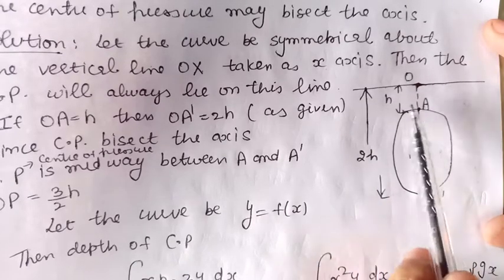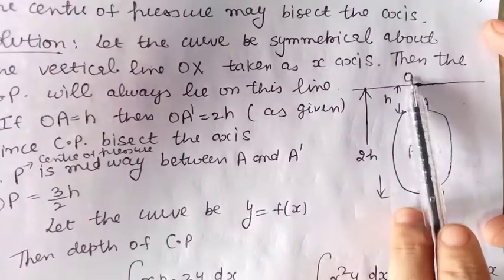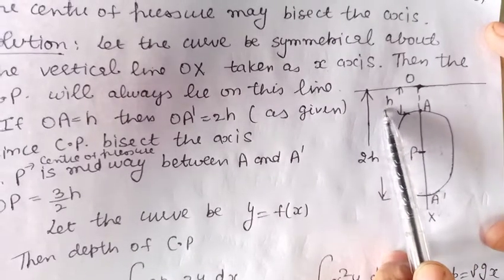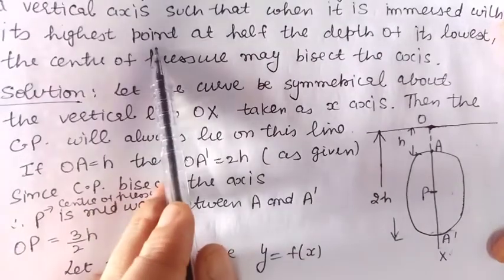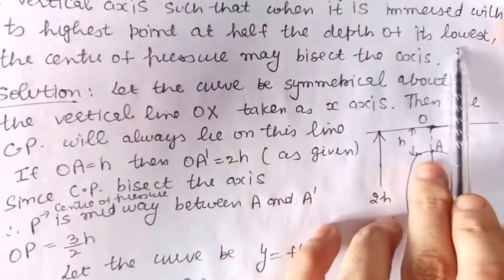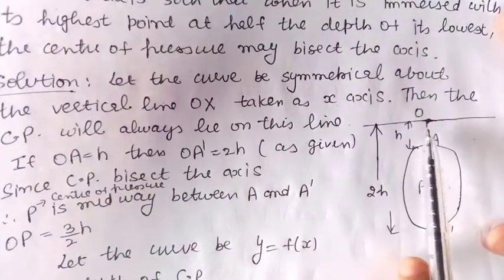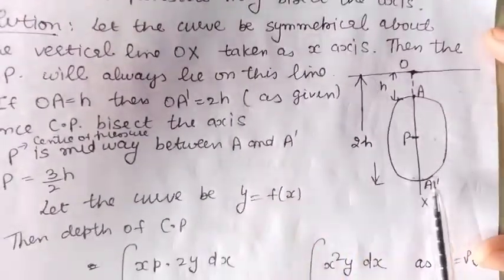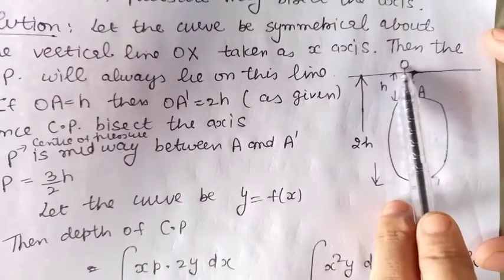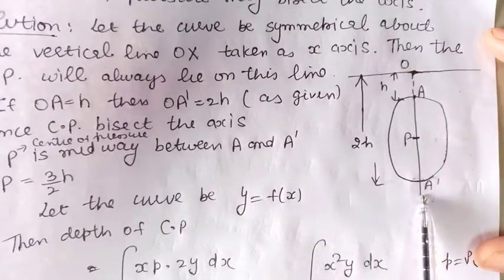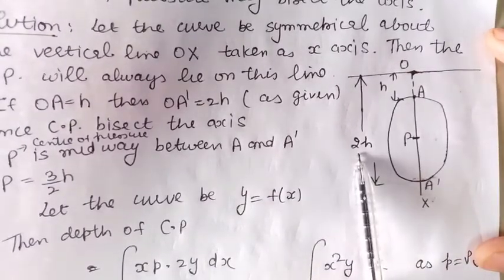Let us take the length OA, that is h. Now, because we are given that the highest point is at half the depth of the lowest point, if the depth of the highest point is h, it means the depth of the lowest point from the point O will be 2h. So we can say that OA dash will be 2h.